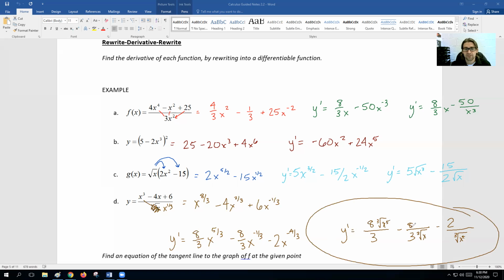Okay, so take your time with this: rewrite the expressions, take the derivative, and then try to rewrite it at the end. Rewriting at the end is going to make things a lot easier when we take this a step further and evaluate them at certain points.